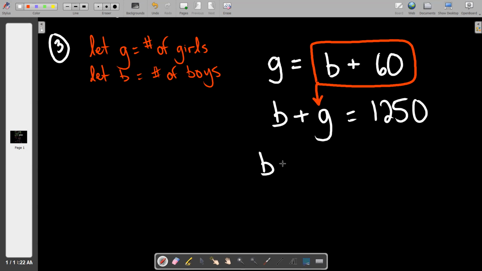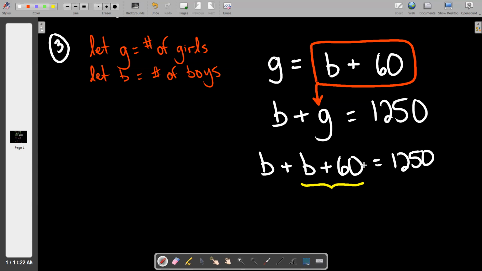Right. So B plus, and where it used to say G, I'm going to put B plus 60. I'll show you again, just in case you're still not seeing how substitution works, that this is where it used to say G, or in Braxton's case, where it used to say Y. He used X's and Y's. No one cares. As long as you declare them and own them, everyone can keep track of what's what.